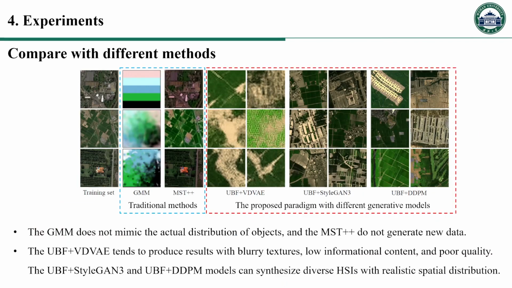In the experiments, we compare the synthetic performance with various algorithms. To sum up, the GMM does not mimic the actual distribution of objects, and the MST++ does not generate new data. In contrast, the proposed paradigm can generate HSI samples with realistic spatial distribution. Specifically, both the GAN and diffusion models have a marked advantage over the VAE.